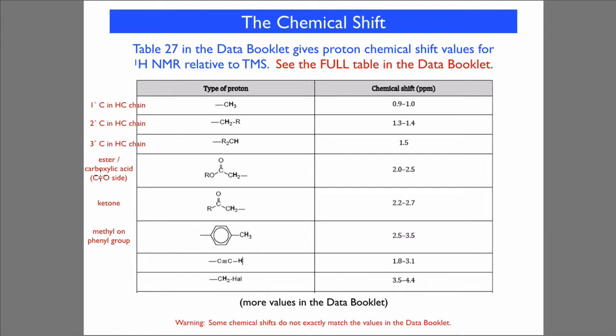You've got esters and carboxylic acids, at the carbon double bond oxygen side. So these ones here have a shift of about 2 to 2.5. Here we've got the ketone, and again, this shift is slightly higher than the chemical shift for the carboxylic acid and the esters. You've got methyl groups attached to phenyl groups, 2.5 to 3.5. You've got hydrogens attached to triple bond carbons, 1.8 all the way to 3.1 depending. And you've got CH2 groups next to halogens, between 3.5 and 4.4. I will say that some chemical shifts do not exactly match the values in the data booklet here.